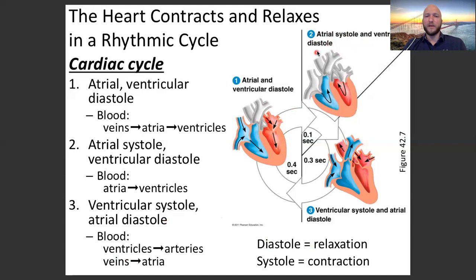So let's start right here. So 1, atrial and ventricular diastole. Blood is passively flowing from veins to atria to ventricle. That's about 0.4 seconds in this example. 2, atrial systole and ventricular diastole. So atria contract, push blood into the ventricles, completing the filling of the ventricles. We then have ventricular systole and atrial diastole. Ventricles contract, pushing blood into the corresponding arteries.